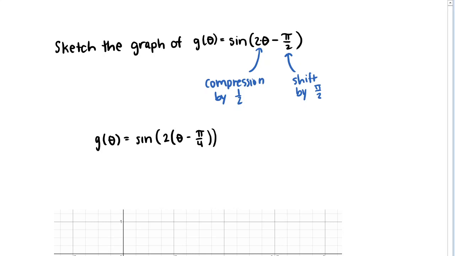And so really, if I wanted to graph this original function using the compression and the shift that I see originally, what we would need to do is apply the shift first and then the compression afterwards, which is a little bit more challenging to do. And so I discourage this.